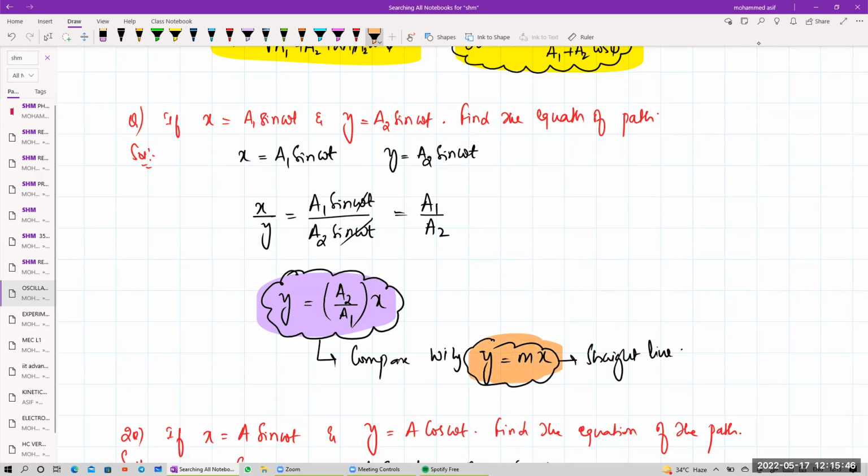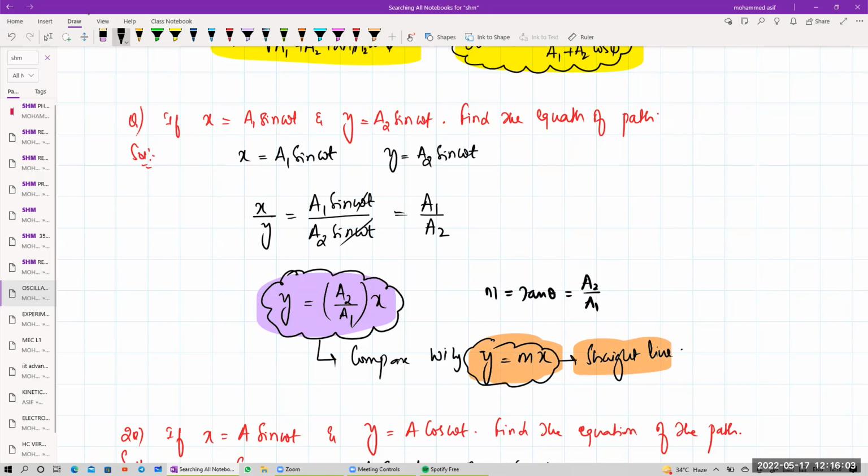So what will be the slope here? Slope m is nothing but tan theta, and this tan theta equals a2 divided by a1. Got an idea how to add the equations?